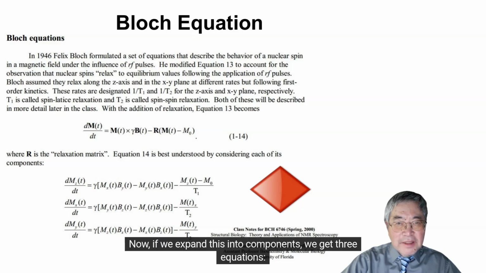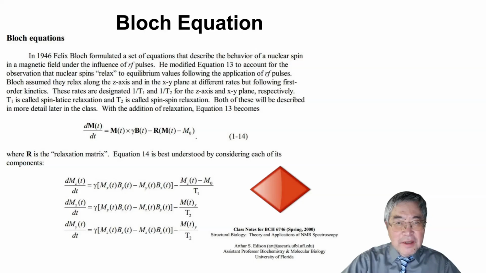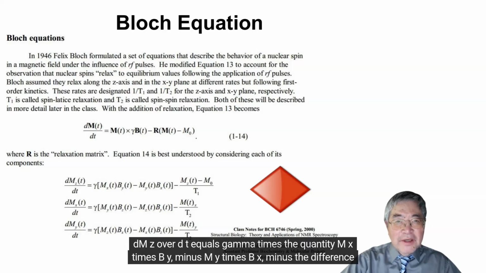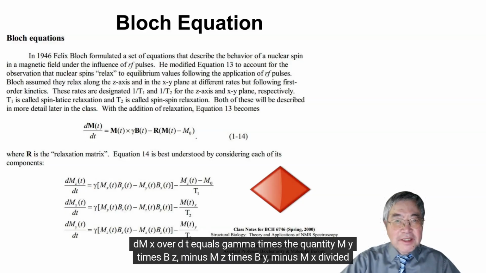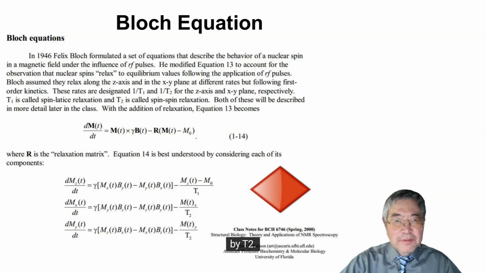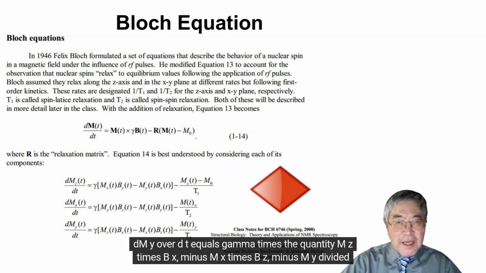Now, if we expand this into components, we get three equations. For the z component, dMz/dt equals gamma times the quantity Mx By minus My Bx, minus the difference Mz minus M0 divided by T1. For the x component, dMx/dt equals gamma times the quantity My Bz minus Mz By, minus Mx divided by T2. For the y component, dMy/dt equals gamma times the quantity Mz Bx minus Mx Bz, minus My divided by T2.